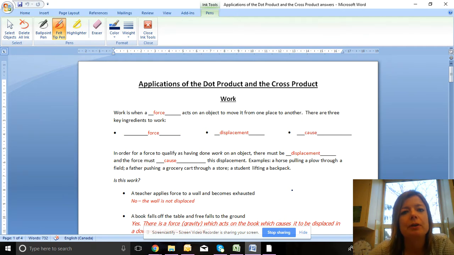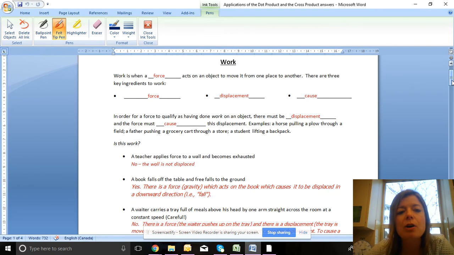So think about pushing on a rock or pulling a wagon. But the key is that work has only occurred if there is force, displacement, and cause, all three elements. In order for a force to qualify as work, there must be displacement, so it moving, and the force must actually be the thing causing that displacement.